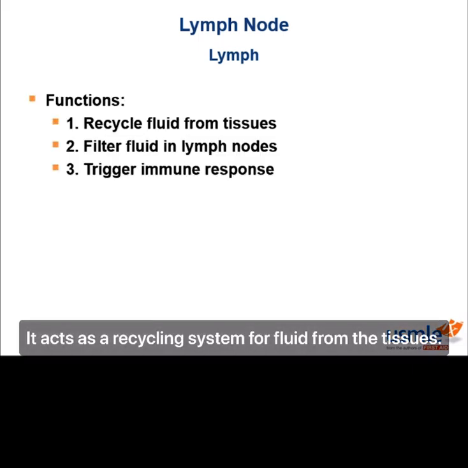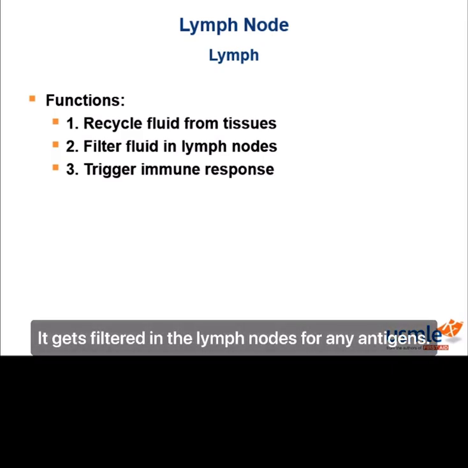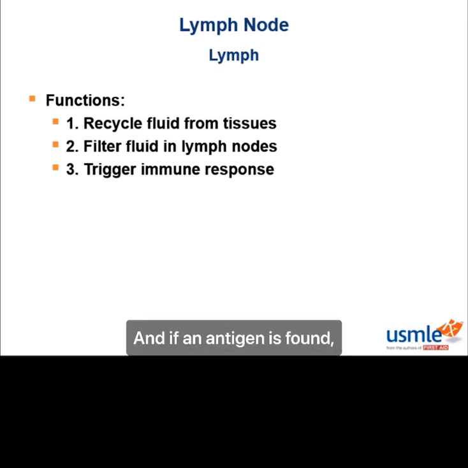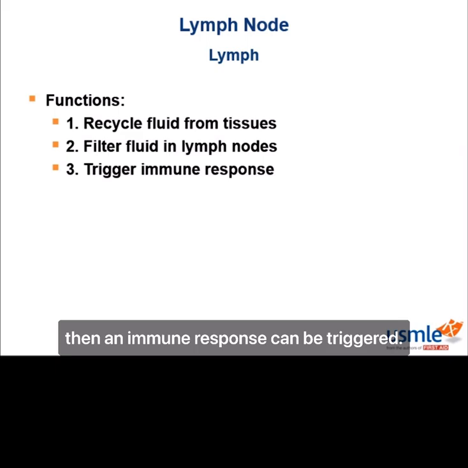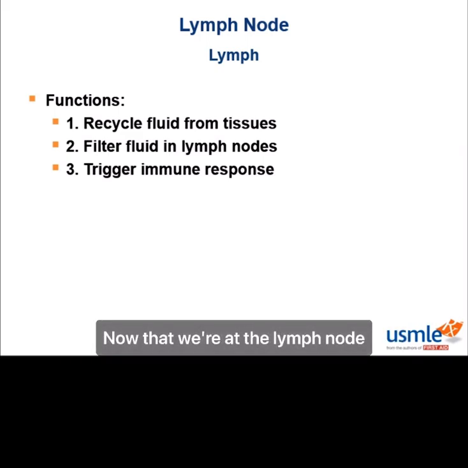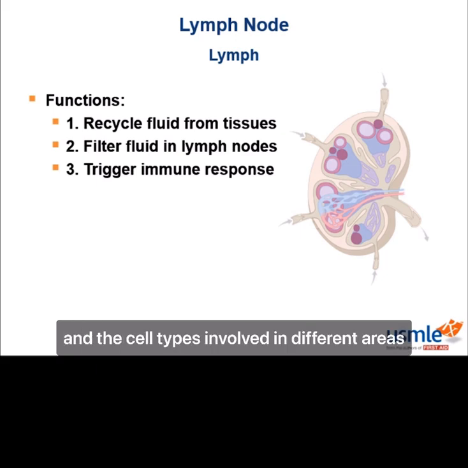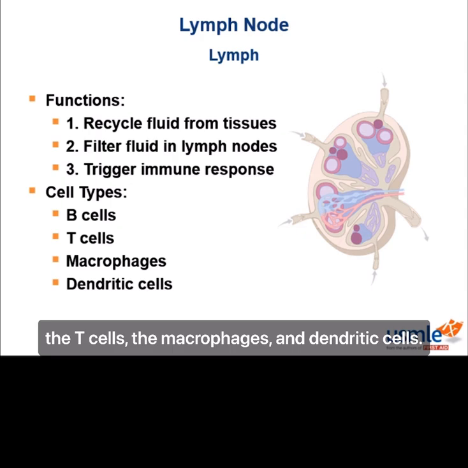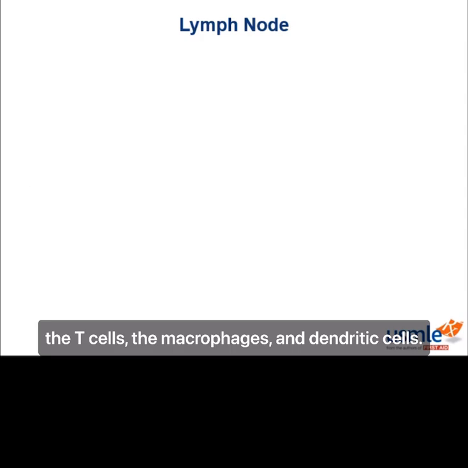So what exactly does this lymph do? It acts as a recycling system for fluid from the tissues. It gets filtered in the lymph nodes for any antigens. And if an antigen is found, then an immune response can be triggered. Now that we're at the lymph node, the cell types involved in different areas of the lymph node are the B cells, the T cells, the macrophages, and dendritic cells.